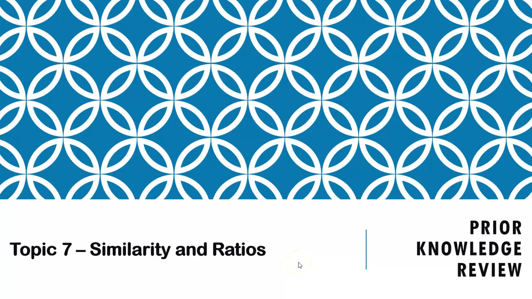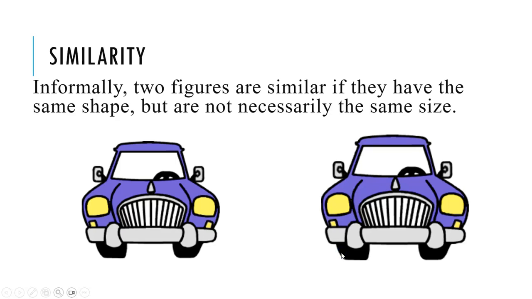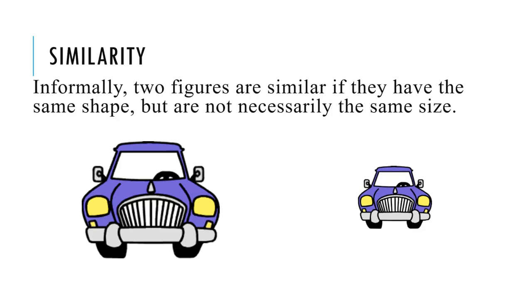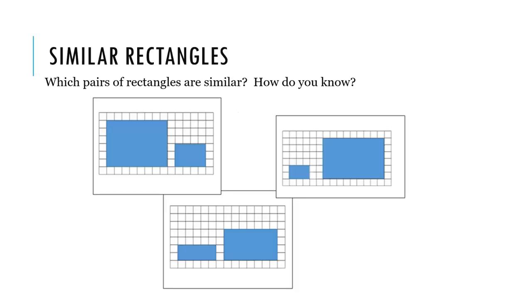Topic 7, similarity and ratios. Informally, two figures are similar if they have the same shape but are not necessarily the same size. So we have two pictures here of cars, and the one on the right gets smaller, but it is still similar because the shape of it has not changed.